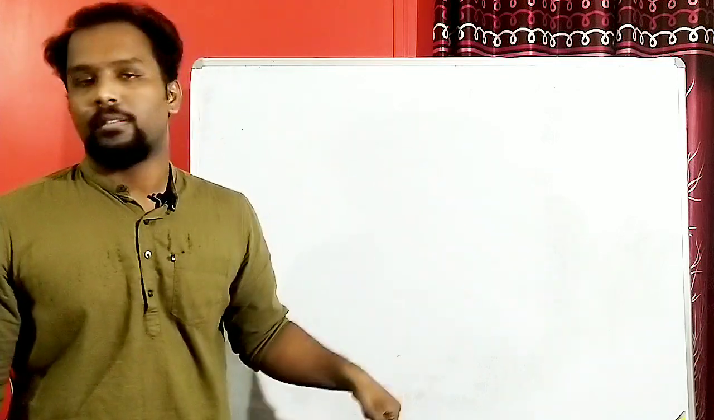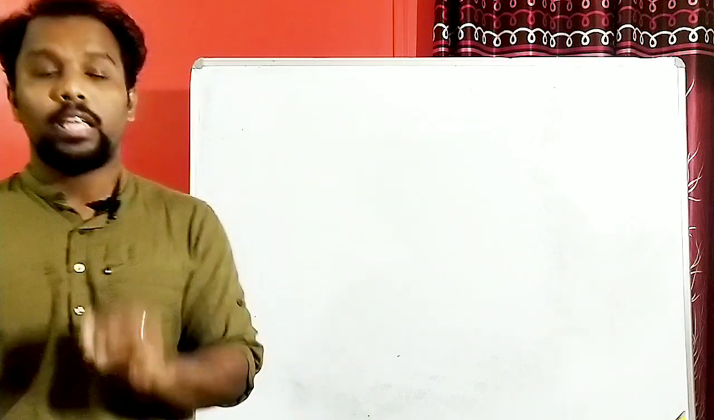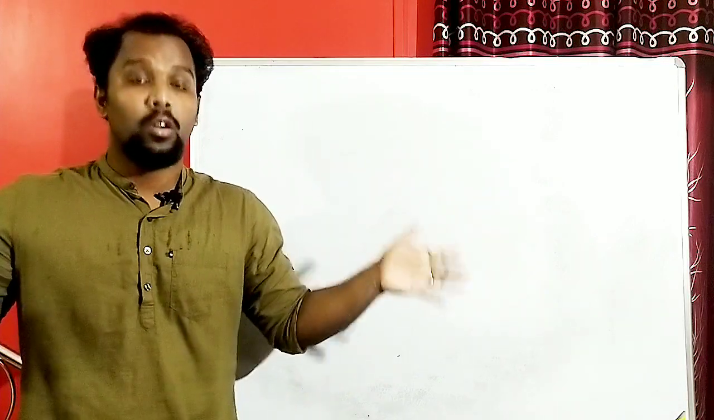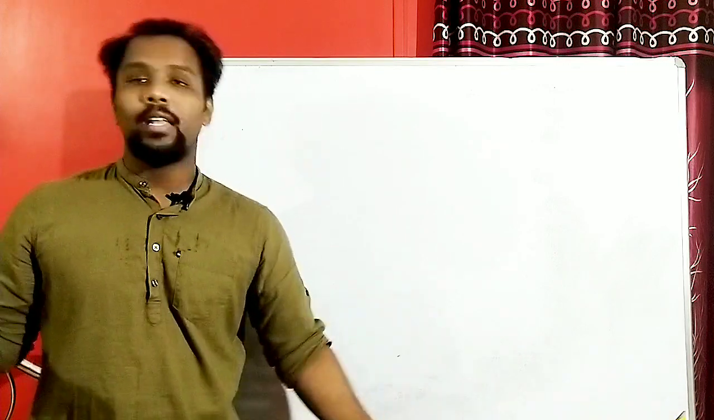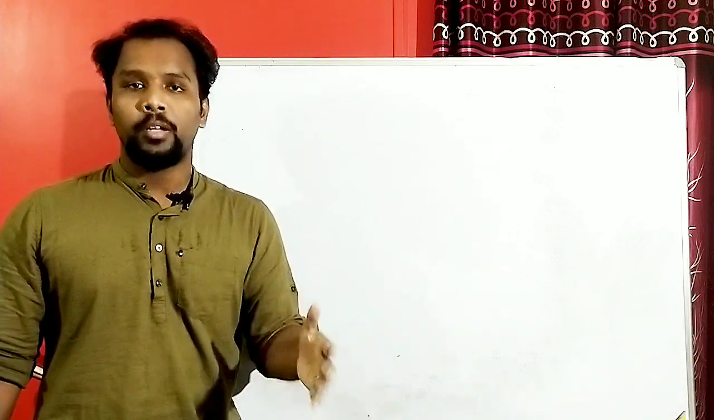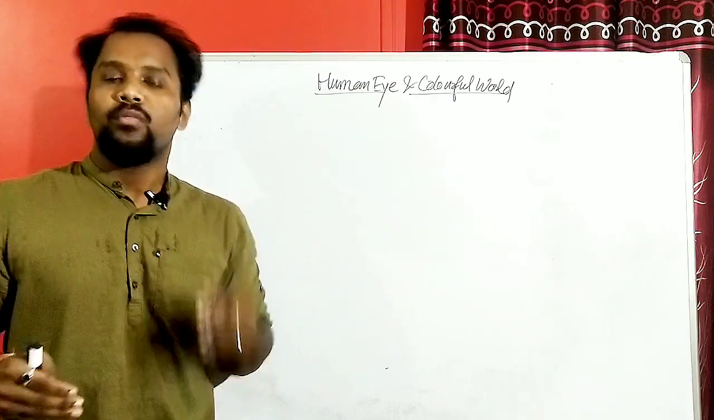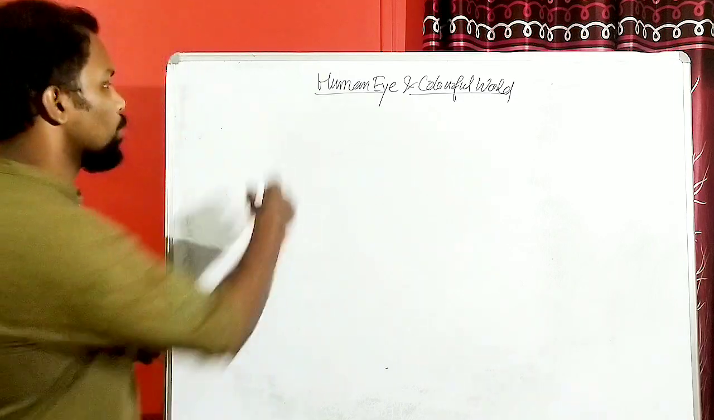Okay. In this lesson, we are going to discuss all these things. How does light help us, using the human eye, to observe this whole beautiful, colorful universe? This is the main reason. So our lesson is nothing but the human eye and the colorful world. To start this lesson, first we have to introduce ourselves to the human eye.